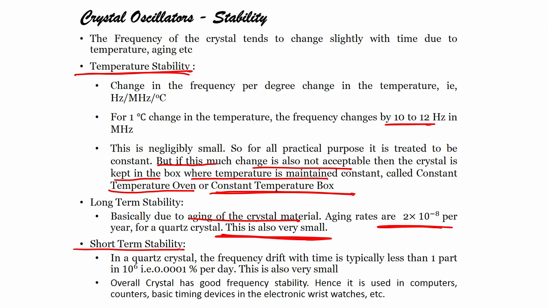Short term stability: in a quartz crystal, the frequency drift with time is typically less than 1 part in 10 to the power 6. 1 part in 10 to the power 6 is 0.0001% per day. This is also extremely small.